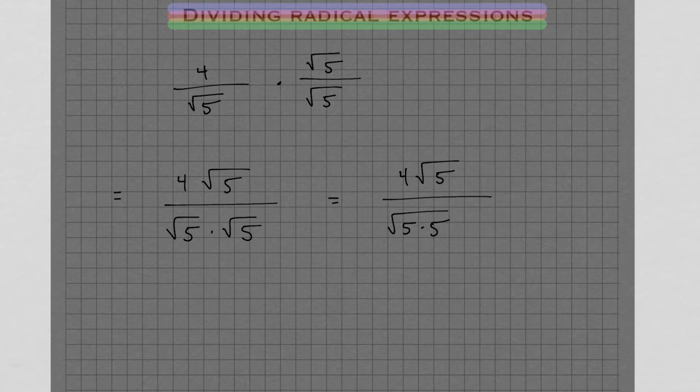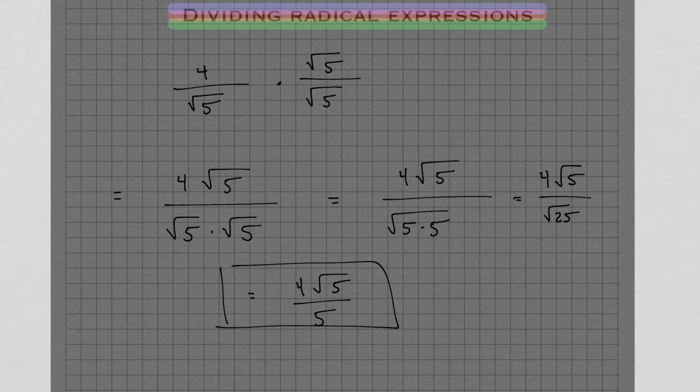Now you notice that we have two of these, 5 times 5, that's 5 squared. Another way to write this, you could say that's 4 times root 5 divided by the square root of 25. As long as they're being multiplied and they're the same, that means they're being squared, right? 5 times 5 is 25, and the square root of 25 is going to give you 5. So our final answer is going to equal 4 times the square root of 5 divided by 5. This is our answer. Remember, once again, the goal is to get rid of these radical signs in the denominator.